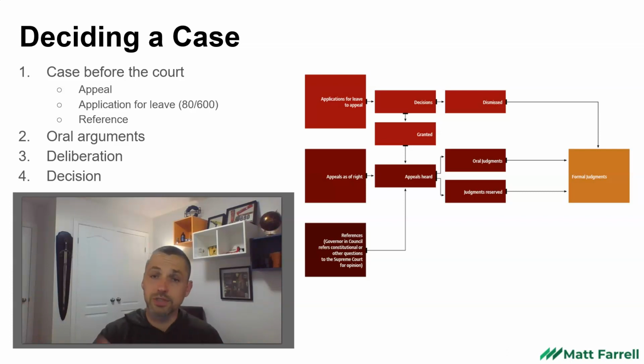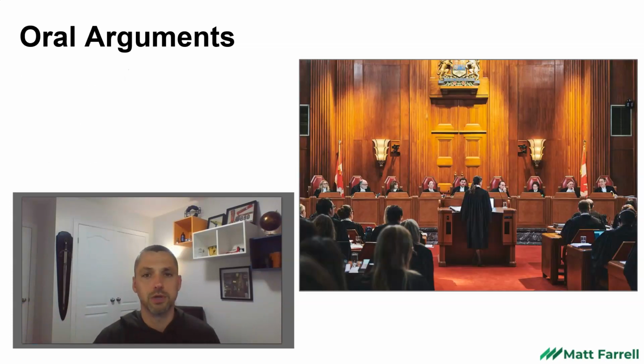There's also references. The government or the Prime Minister might ask the Supreme Court a question, and the court can issue a reference, an opinion on that. After that happens, no matter what channel the case goes through, the Supreme Court will hear oral arguments, they will listen to the two sides, the judges will deliberate, and then they will issue their decision. That's how the court exercises its power of judicial review.